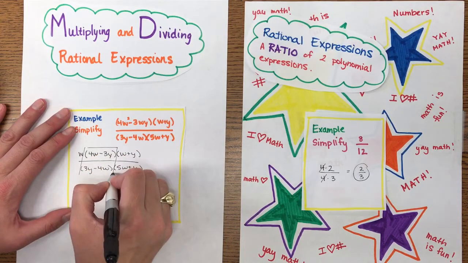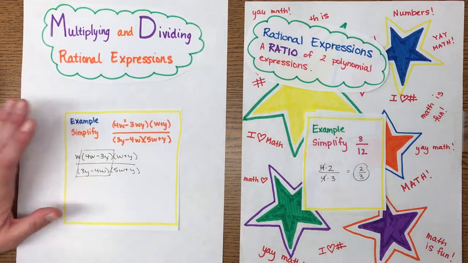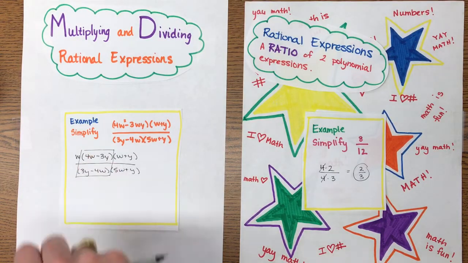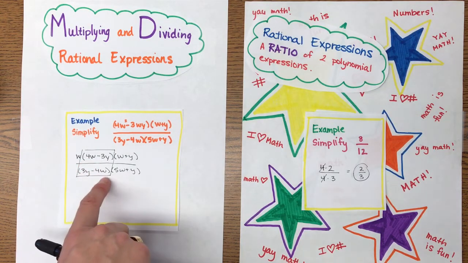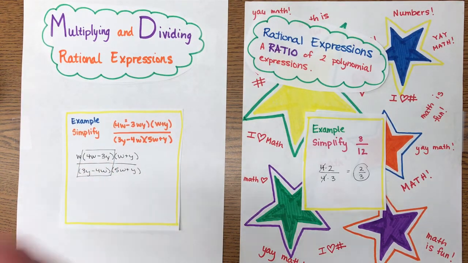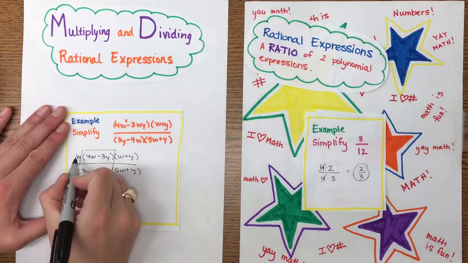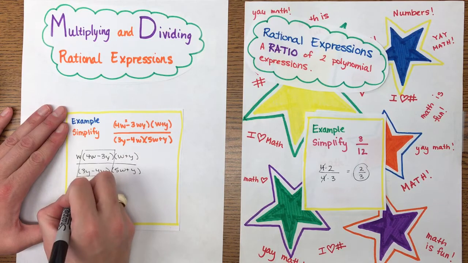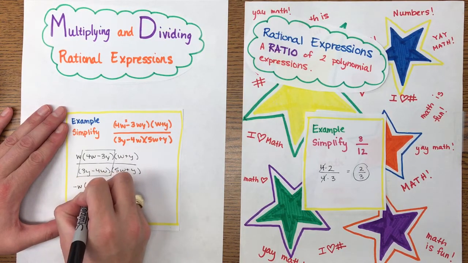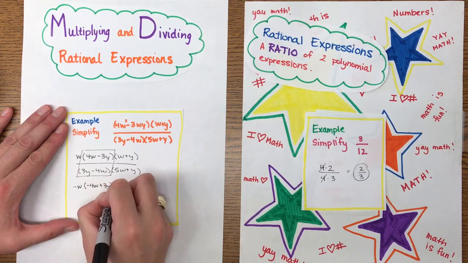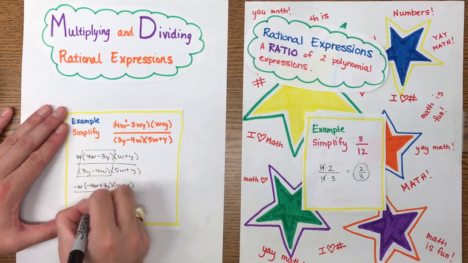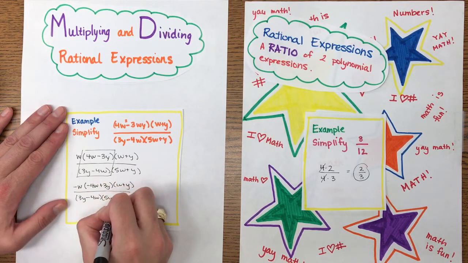I do see that these two terms here are very similar. 4w minus 3y, 3y minus 4w. I have the same two terms. I have a 4w and a 4w, a 3y and a 3y, but they have the opposite signs. Whenever you see something like this, so an a minus b over b minus a, if instead of pulling a w out, I had pulled out a negative w, this would have been negative 4w plus 3y times w plus y divided by 3y minus 4w times 5w plus y.